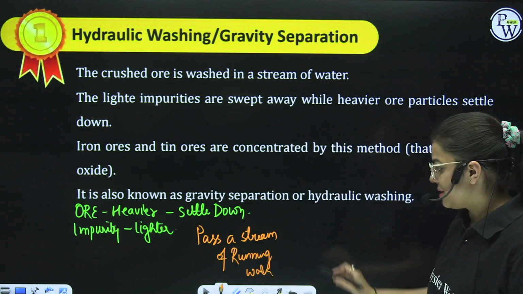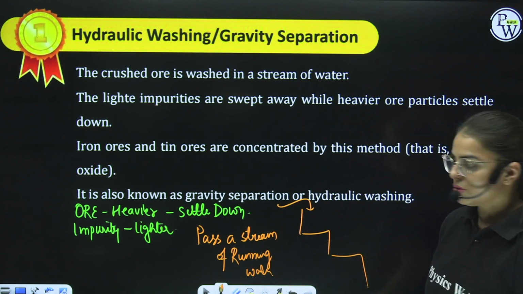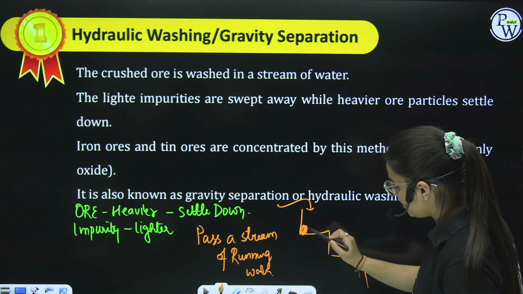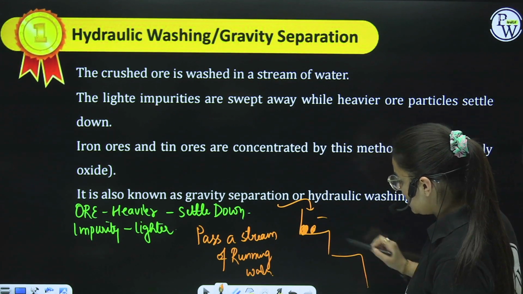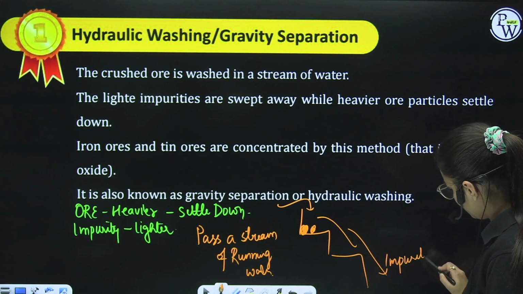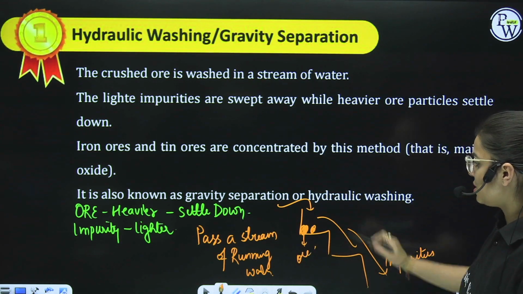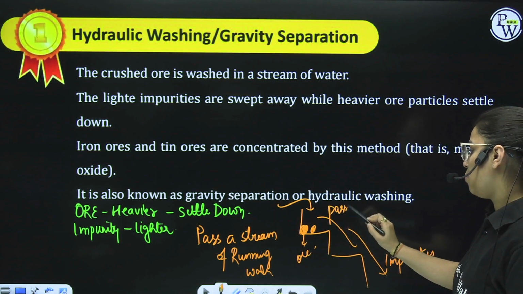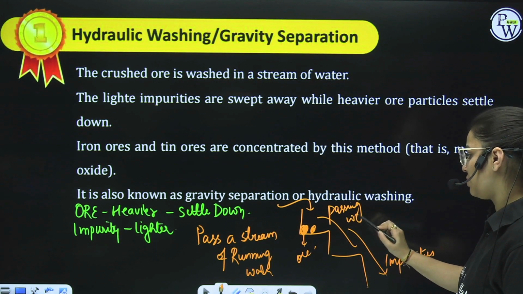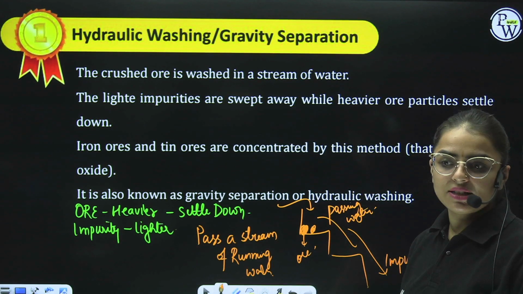What you're going to do, for example, if we have something like this, you will pass a stream of running water. So the ore that is heavy will settle over here, and the impurities will move down because they are lighter. Ore will settle because it is heavy in nature. Now, you are passing a stream of water over here. This is the process of hydraulic washing or the gravity separation method.